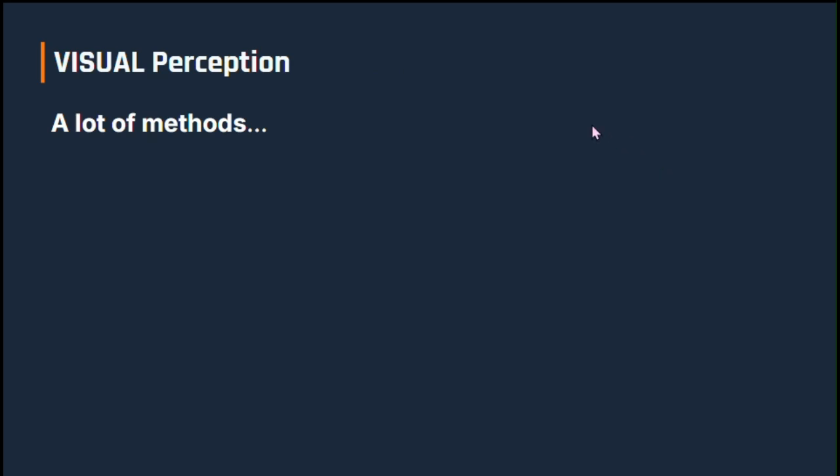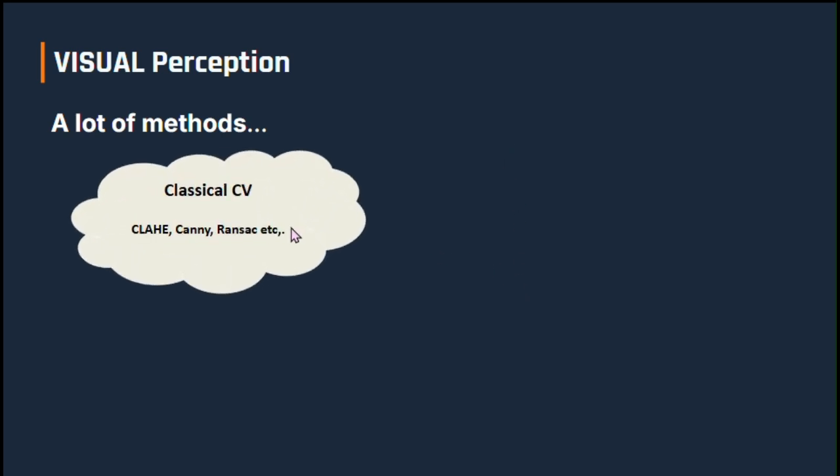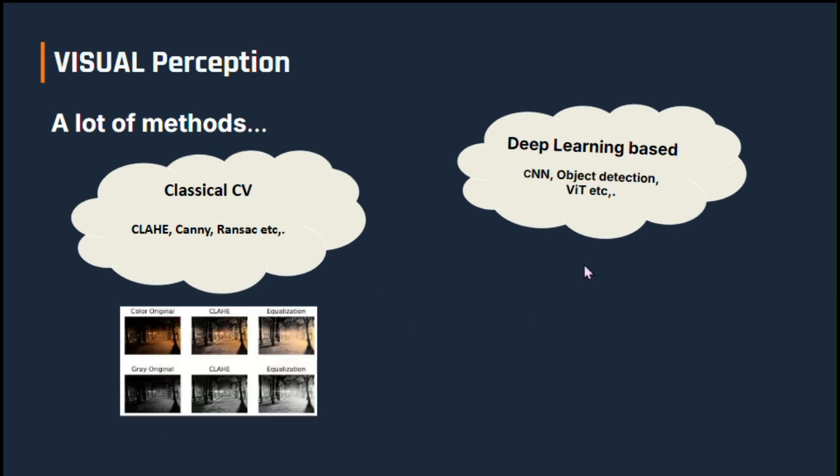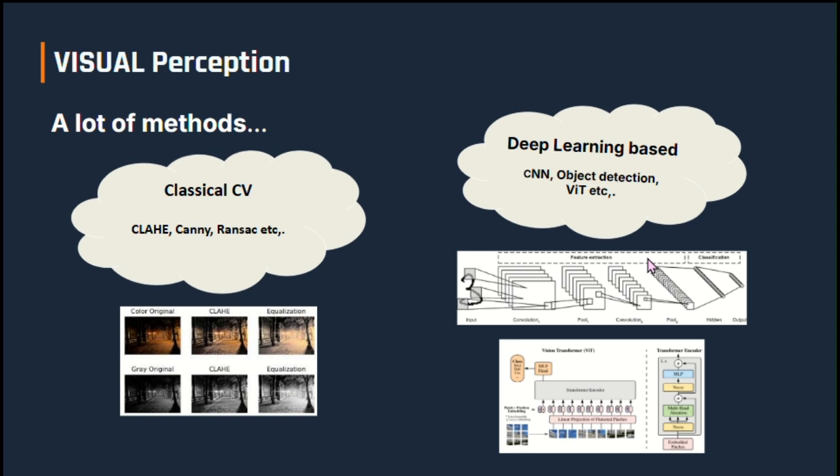Okay, let's see visual perception. There are a lot of methods. Classical CV: Sobel, Canny, Hough, etc. Deep learning based methods: CNN, object detection models like SSD or ViT, etc. These are samples of these models.